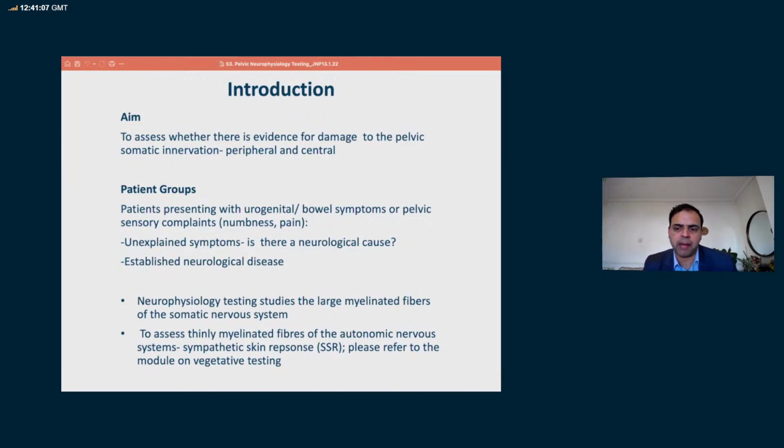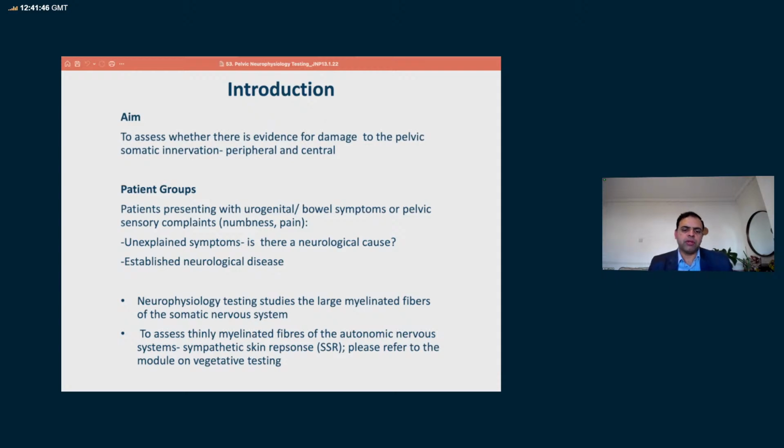The role of pelvic neurophysiology tests, many of which we've heard from Brigitte, is to assess whether there's evidence for damage to the pelvic somatic innervation, either peripheral or central. The patient groups who will come to a neurourology unit in whom these might be applicable are patients who present with urogenital, bowel symptoms, or pelvic sensory complaints such as numbness or pain. These could be in two contexts. One is where there's no diagnosis, these symptoms remain unexplained, and as a clinician, the question is: is there a neurological cause?